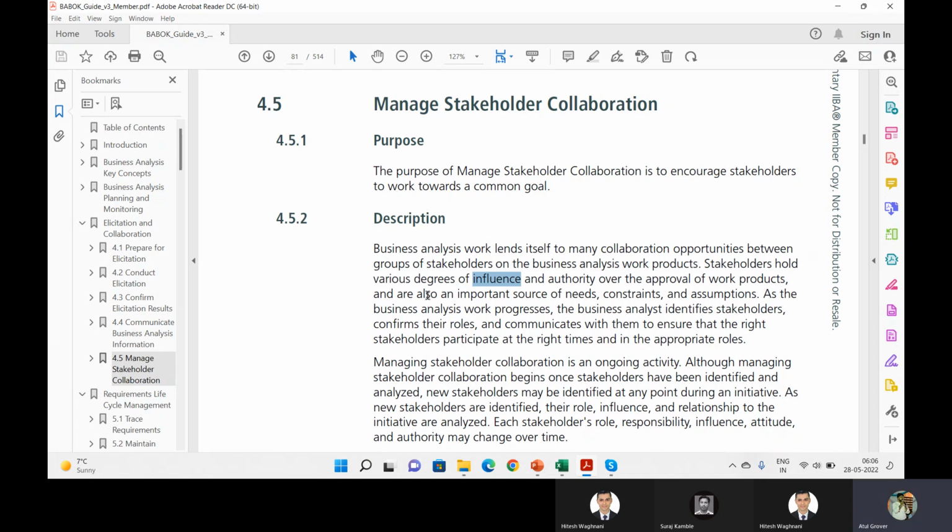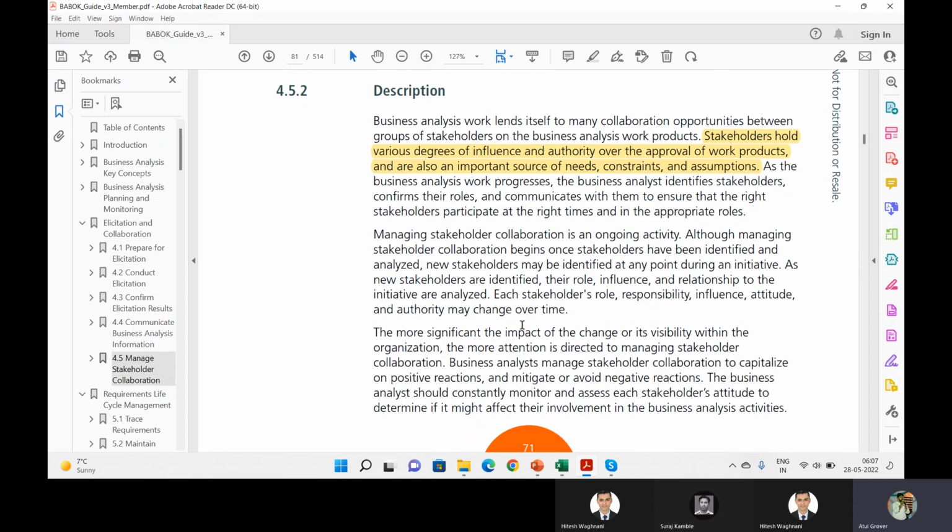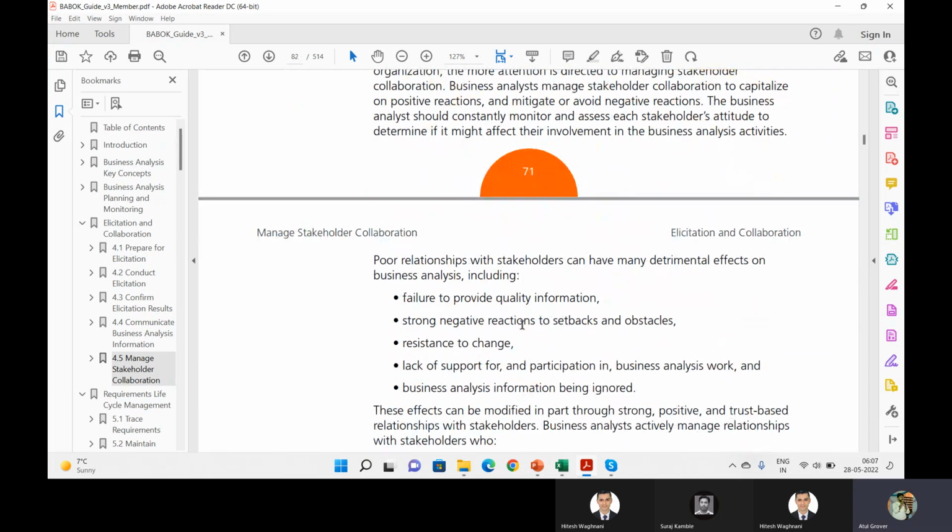Stakeholders have influence over approval of the work products and are also an important source of needs, constraints and assumptions. These stakeholders tell you what we are assuming, what you can assume, what the constraints are here, and what the other needs are, the source of need, that is, from where I can get my clarification on a specific requirement. So I have many stakeholder collaborations in that place. Now to do that part, I have a picture here.